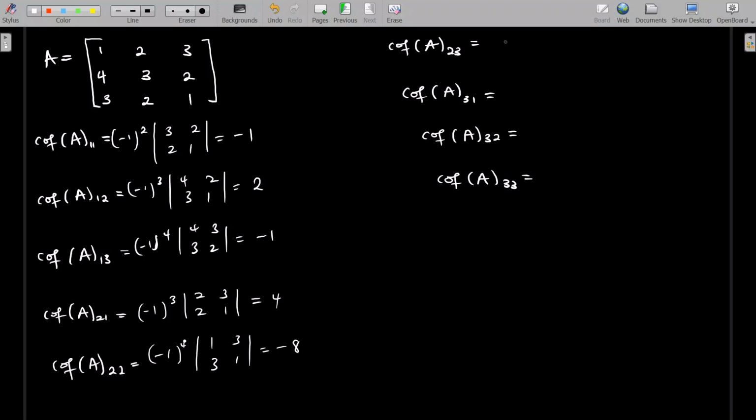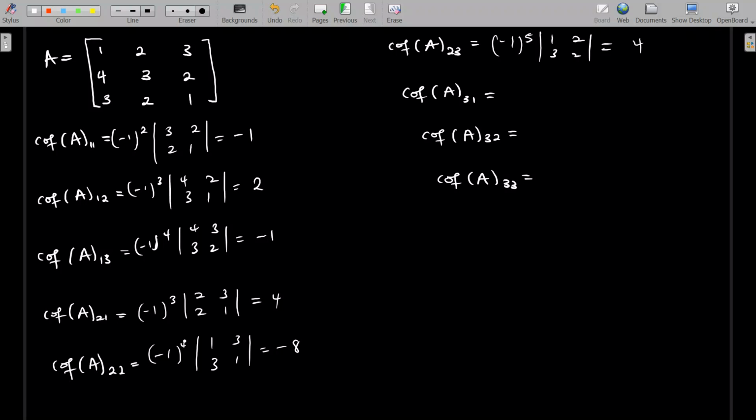Now go to 2 3. It's negative 1 to the power 5 times the determinant, deleting row 2 and then column 3. I'm going to have the determinant of the matrix 1 2 3 2, and this negative 1 to the power 5 is negative 1. Then 1 times 2 is 2 minus 6, so that is negative 4, times negative 1, which is 4.